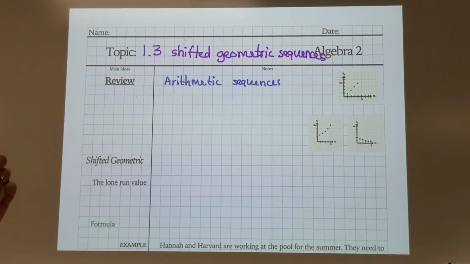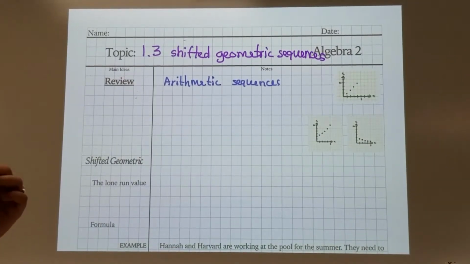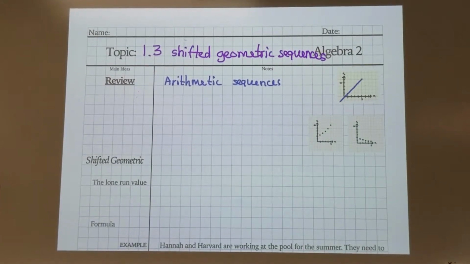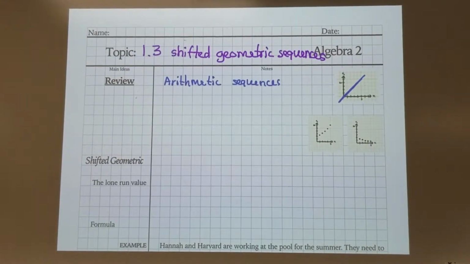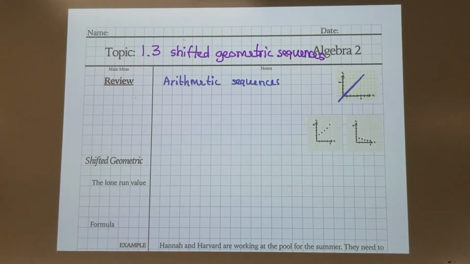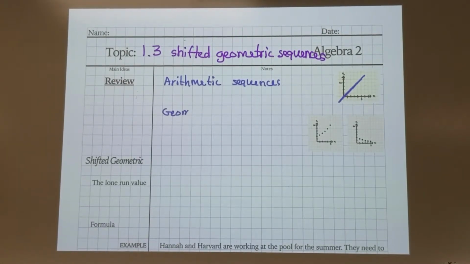Arithmetic sequences are linear relationships. They look like a line. When they are graphed, they create a line, like this. And lines go on forever, positive and negative. They go forever in the negative direction and forever in the positive direction. You keep on going. You can go as long as you want to. Geometric sequences do not go on forever.